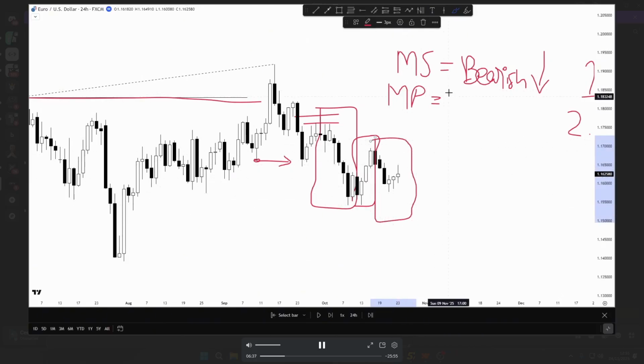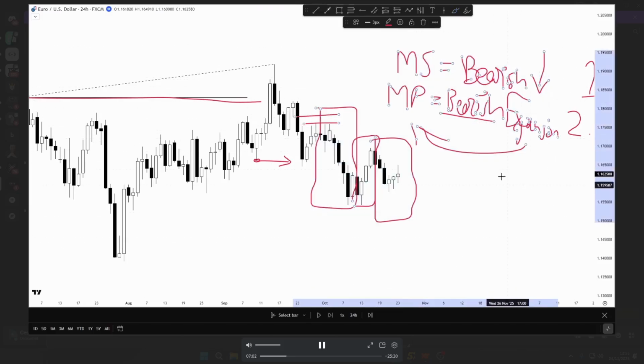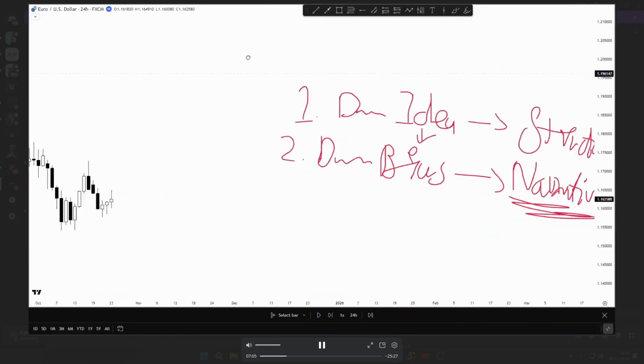So based on market profiles, we've refined this idea down to the conclusion that the market is going to have a bearish expansion. The market is going to have what? It's going to have a bearish expansion. We determined this element based on market structure, and we determined that it's going to have an expansion based on market profiles. Okay, so now let me just quickly summarize this.